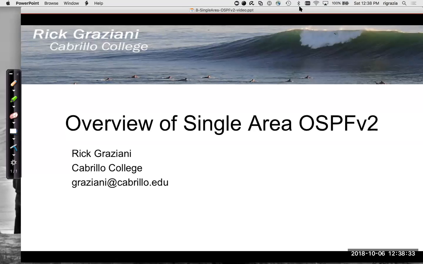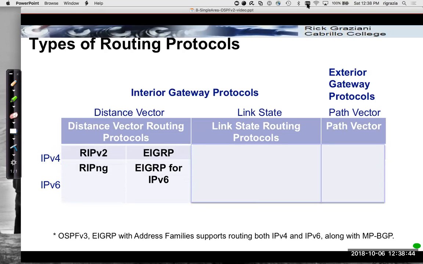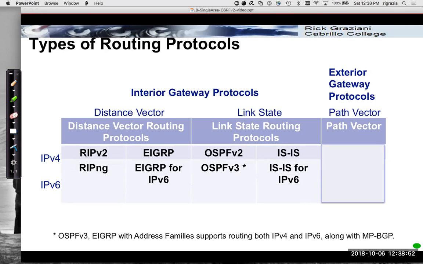Hi, in this video, we're going to do an overview of single area OSPF v2. Open Shortest Path First is the name of it. Looking at our routing protocols, we have distance vector routing protocols, RIP and EIGRP. There's really no reason to be using RIP anymore. We have link state, OSPF and ISIS. And in our exterior gateway protocol, we have BGP, Border Gateway Protocol.